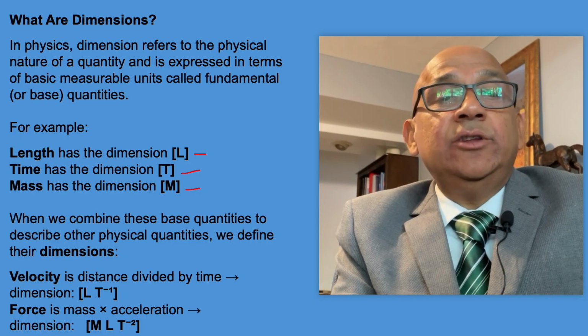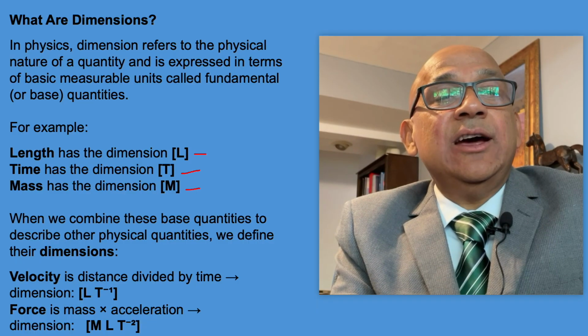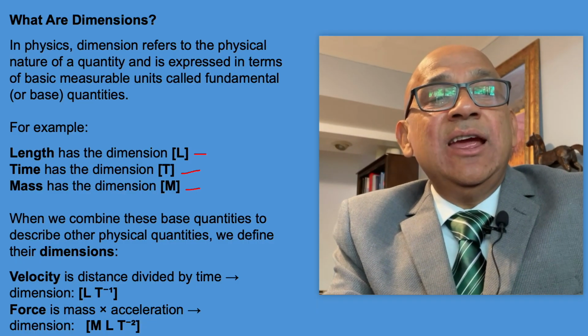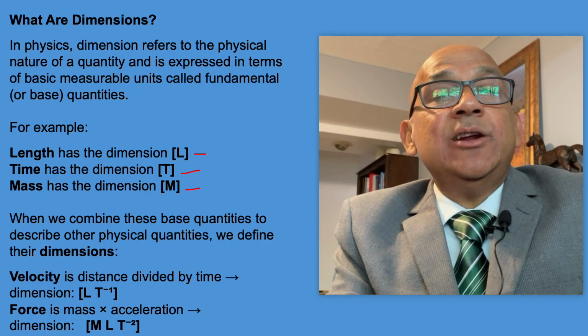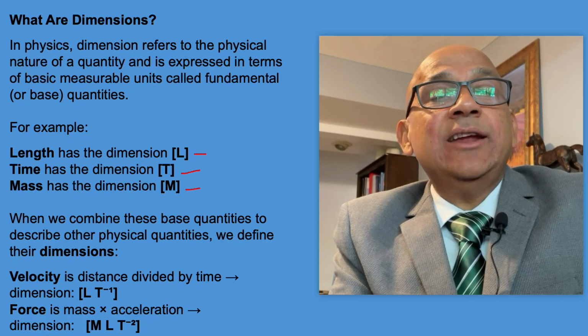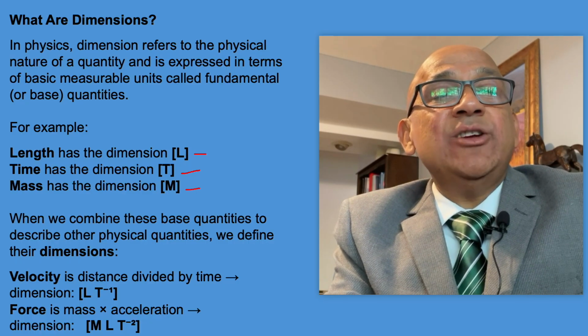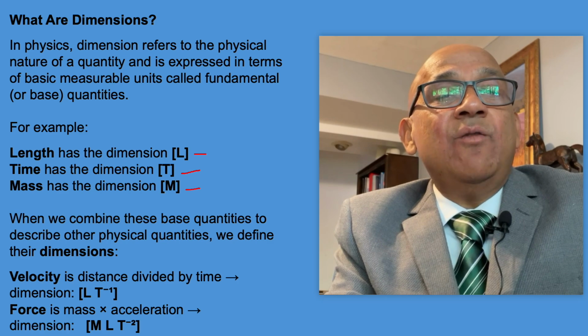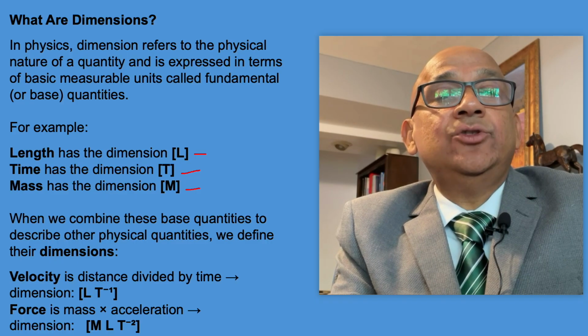When we combine these base quantities to describe other physical quantities, we define their dimensions. For example, velocity is distance divided by time, so its dimension will be L T to the power minus 1. L for the distance, and because it is divided by time, T to the power of minus 1. Similarly, force is defined as mass times acceleration, and the dimension for mass is M, while for acceleration it is L T minus 2. So the dimension of force will be M L T minus 2.